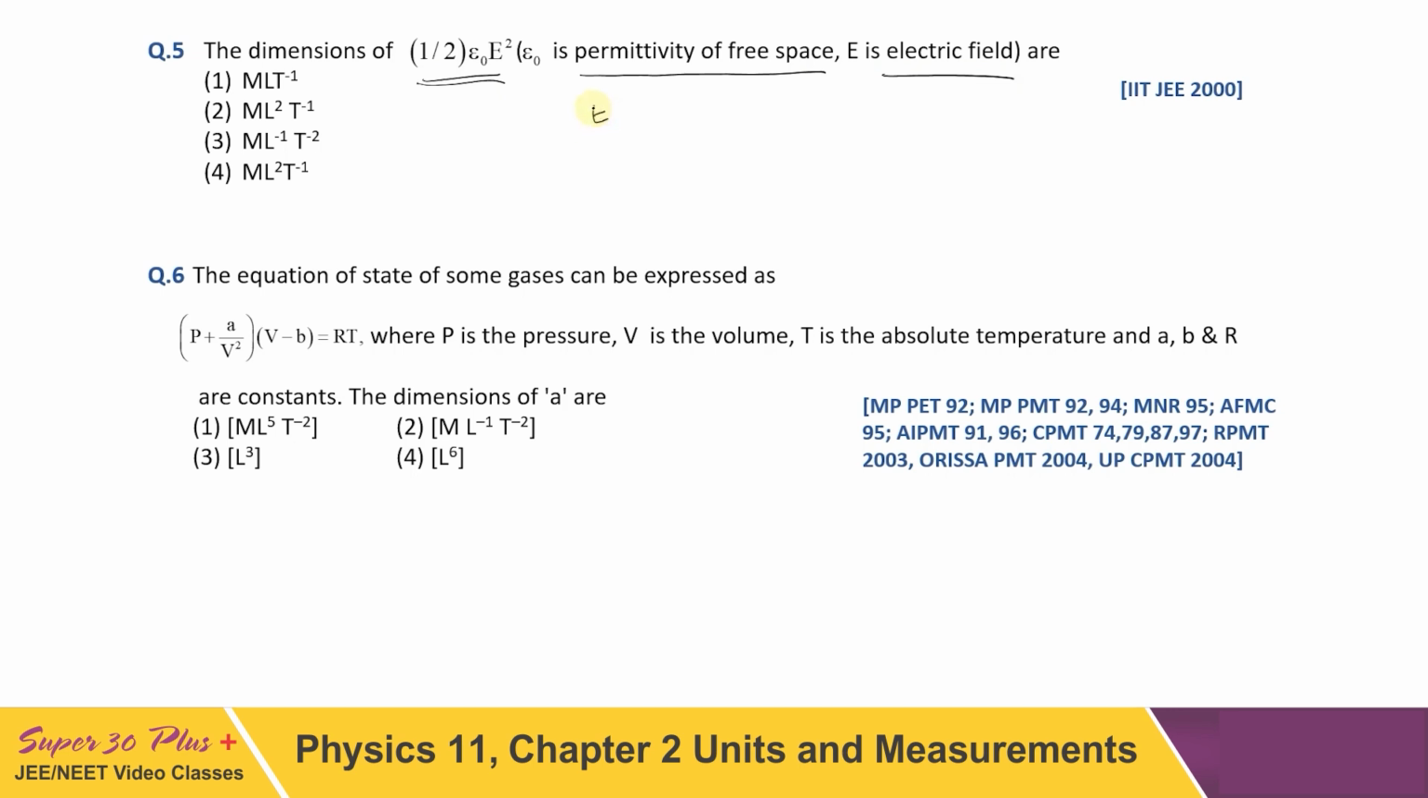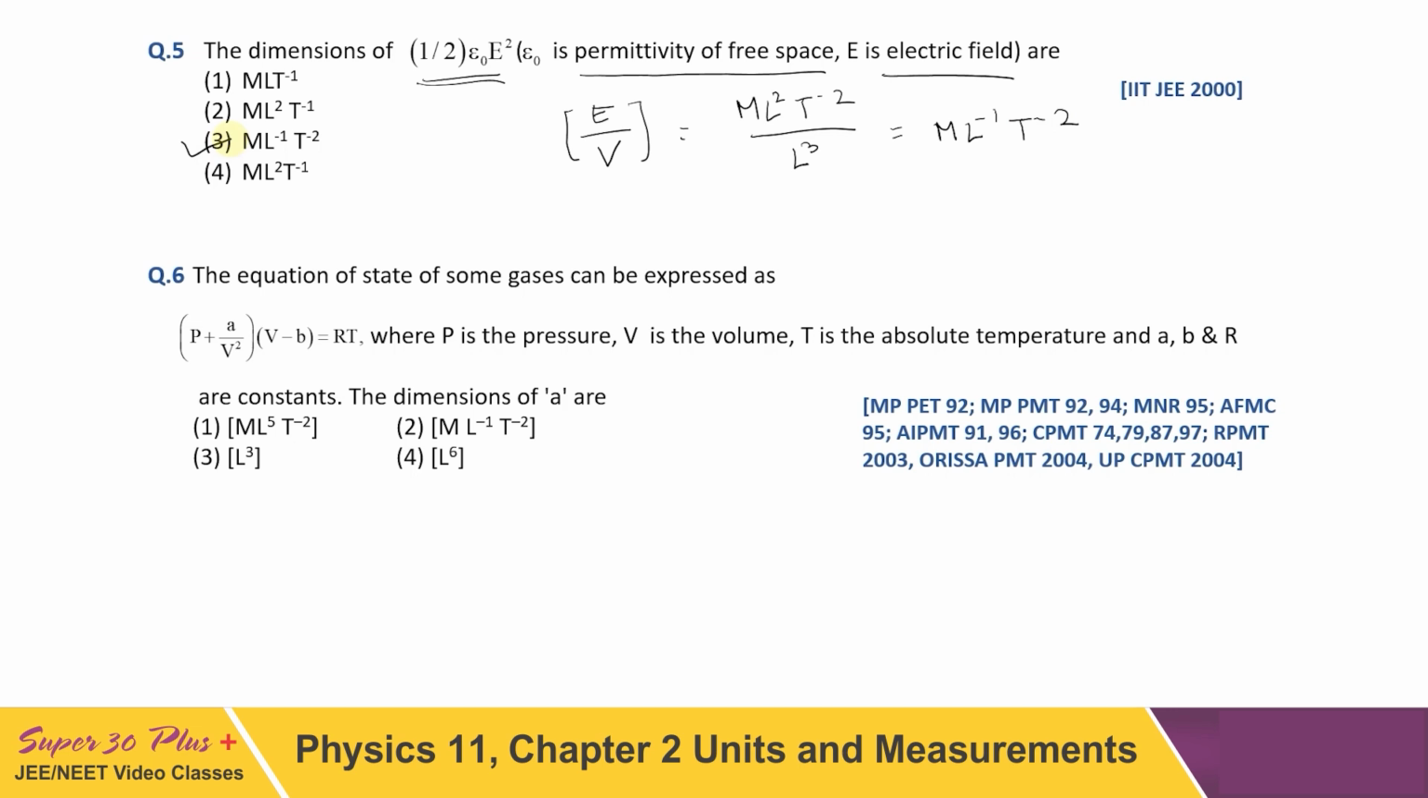So it is actually an energy term divided by volume. If we write the dimensional formula, for energy it is ML^2T^-2 upon volume, which is L^3. That would be ML^-1T^-2. Now check out our options. ML^-1T^-2. This seems correct. Third one.